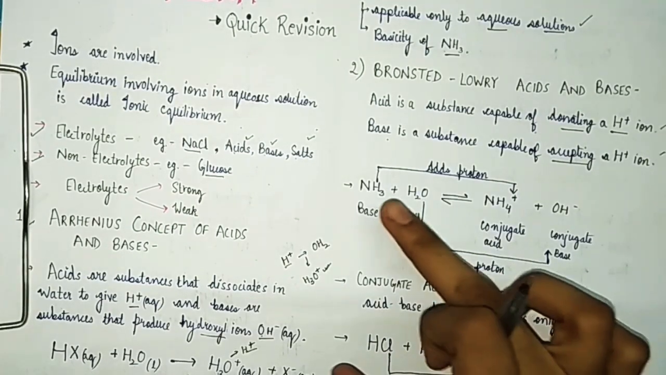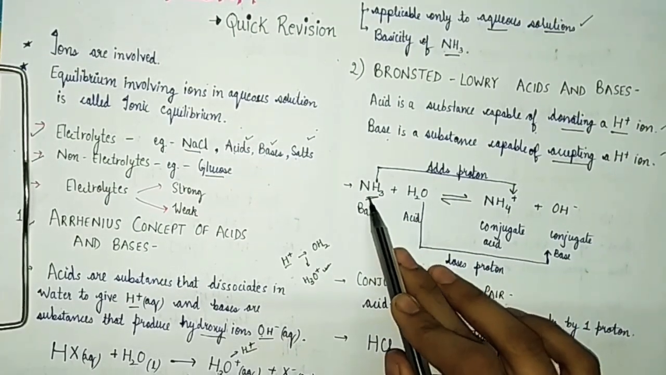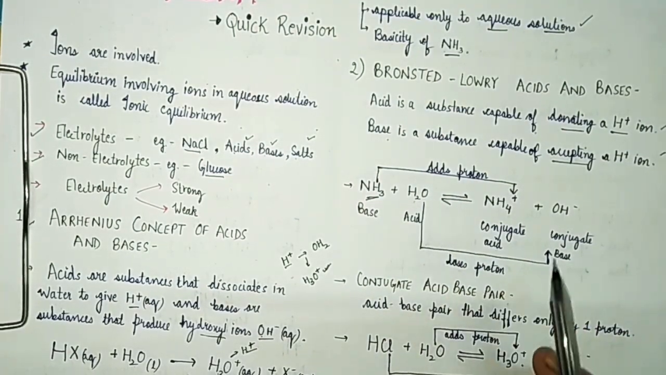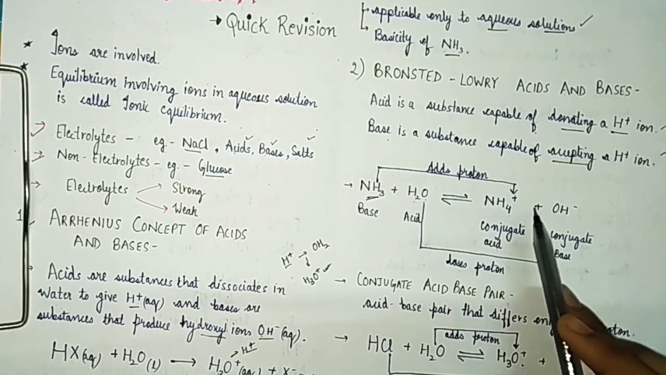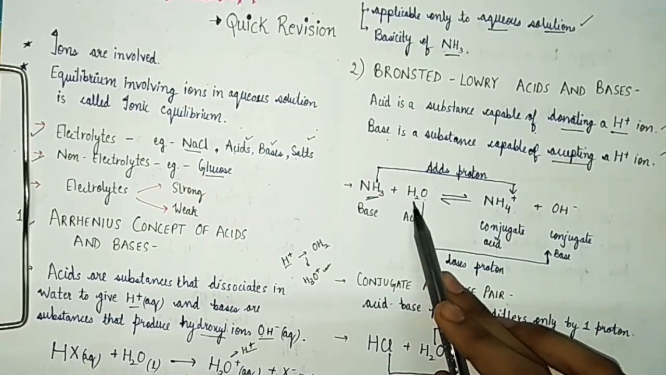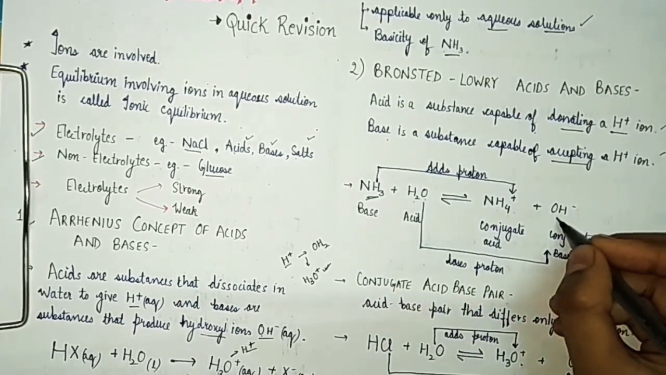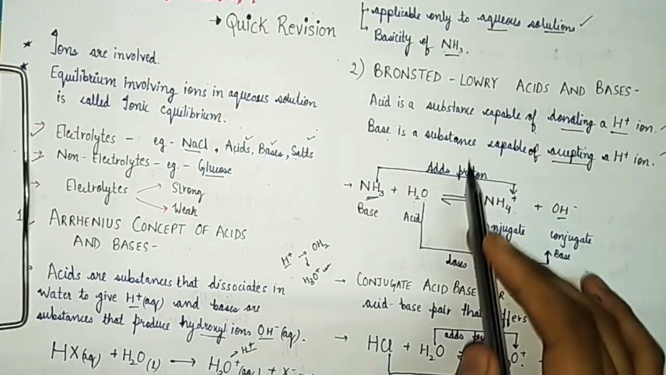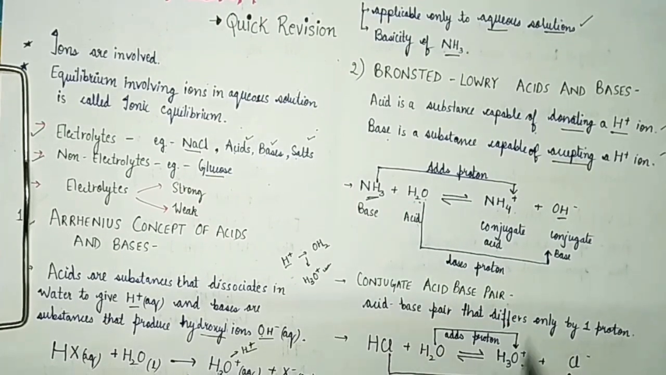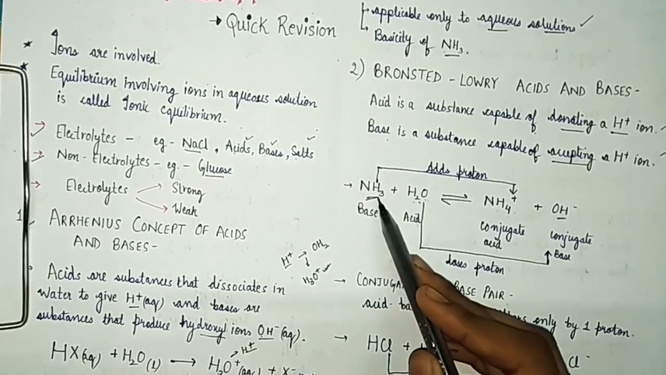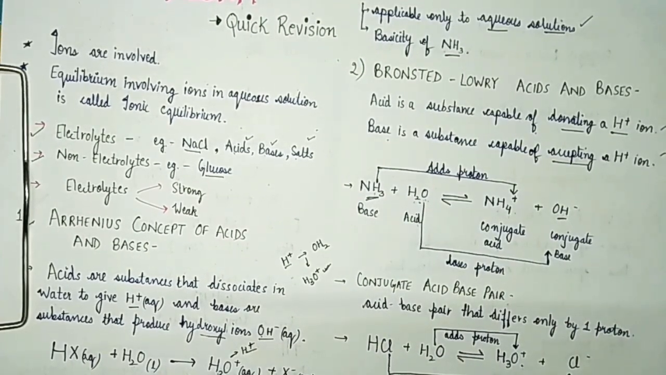If we consider the dissolution of ammonia, NH3 in water, an equilibrium takes place. NH3 will take one proton from water and will become NH4+ ion, and H2O has donated one H+ ion to NH3 and now becomes OH- ion. So in this equilibrium we can say that the acid is water here, and the base is ammonia. The acid has donated an H+ ion to ammonia, and the base has accepted an H+ ion.